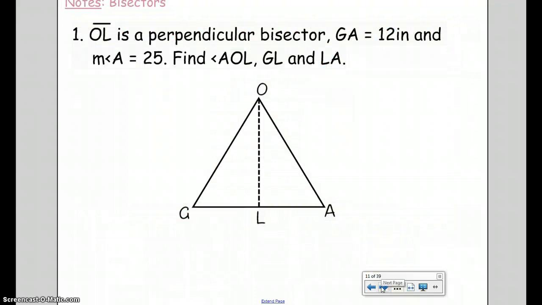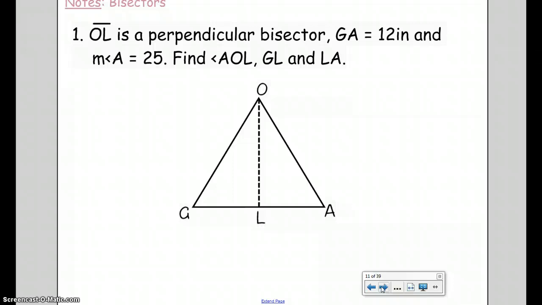All right, go to the bottom. Triangle GOA. Anyways, OL is a perpendicular bisector.